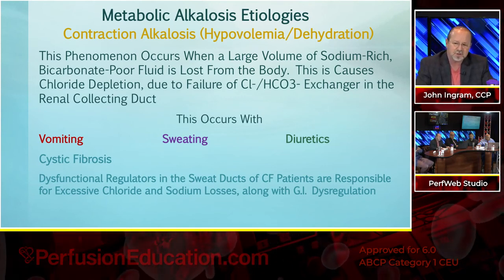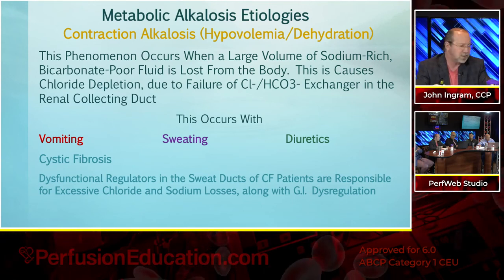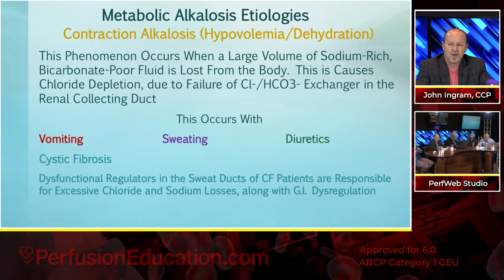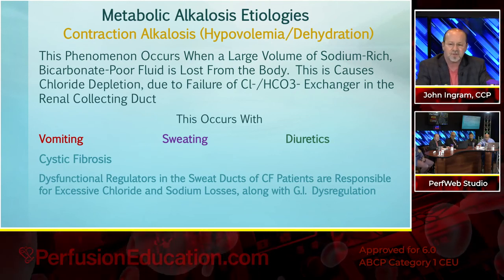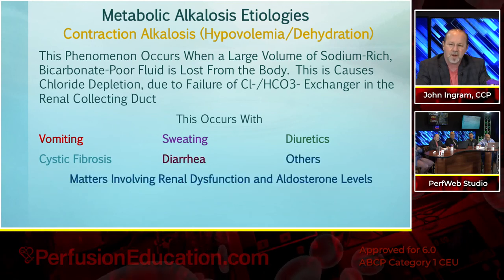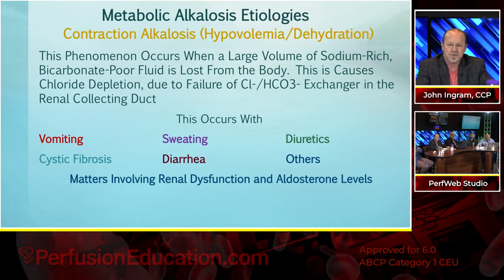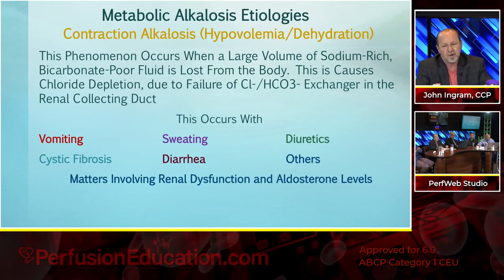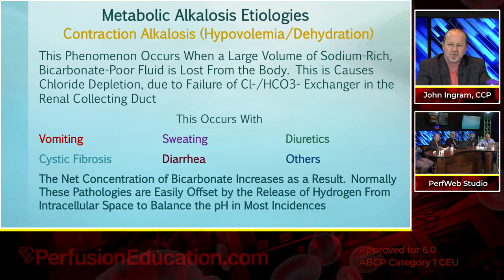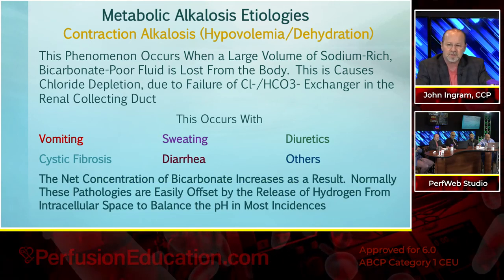In cystic fibrosis patients, they have dysfunctional regulators in their sweat ducts, correct? As well as in their GI tract. And this dysregulation causes excessive chloride and sodium losses, okay? Diarrhea, talked about, and this is not an all-inclusive list. There's many others, but most of them will involve renal dysfunction or some type of high concentration of aldosterone. The net concentration of bicarbonate increases as a result.